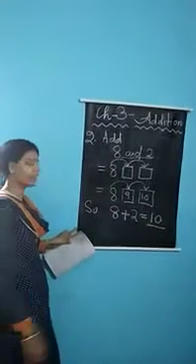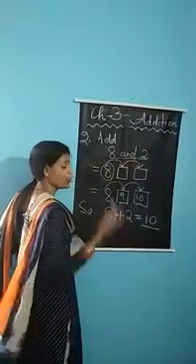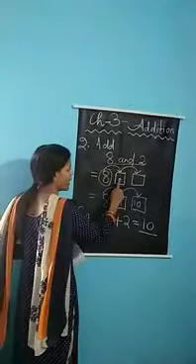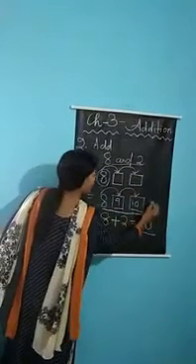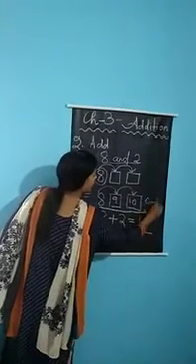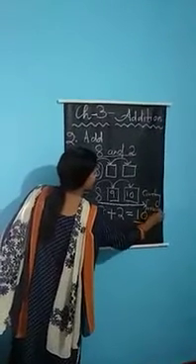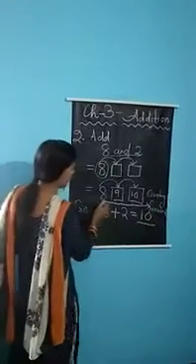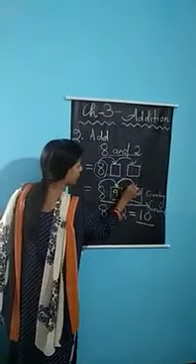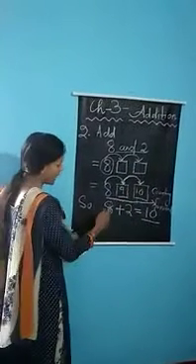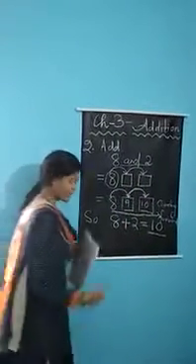Understood how you will do it? We have 8. We have to add 2. 1, 2. Now we are counting forward. From 8, we went to 9. And from 9, we went to 10. So 8 plus 2 is equal to 10.